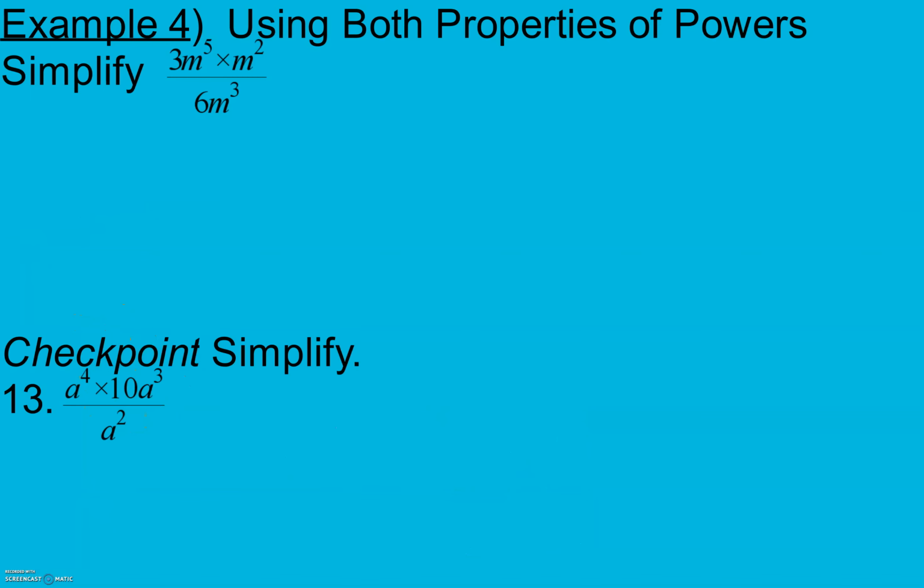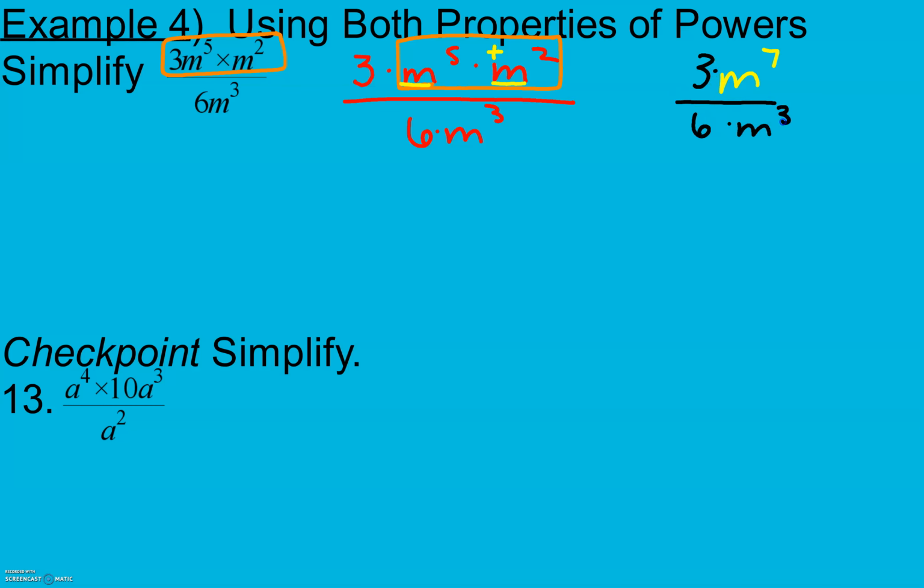Here in number 4, we've got kind of a lot going on. I have a 3 times m to the 5th times m squared divided by 6m times m cubed. So I'm going to simplify my numerator first because that's where I have powers with the same base to start with. So I can keep my base, add my exponents. 5 plus 2 is 7. And here I did not change my 3 or my 6m cubed. All I did was combine those two m's.